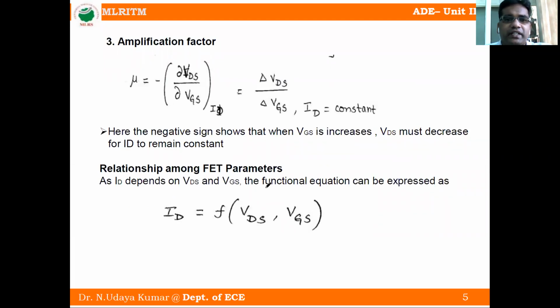Next, we will see another parameter, the amplification factor. The amplification factor mu is equal to minus dou VDS by dou VGS at constant ID. Okay, here the negative sign shows that when VGS is increased, VDS must be decreased for ID to remain constant.